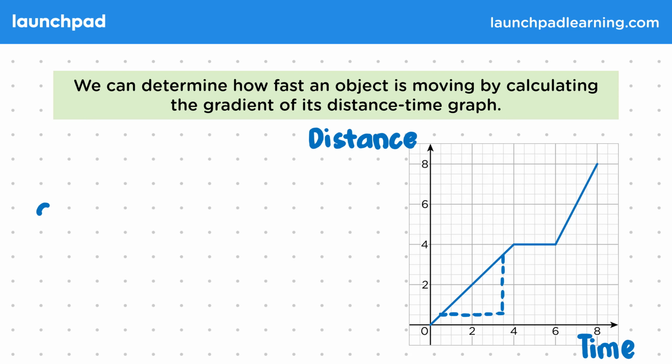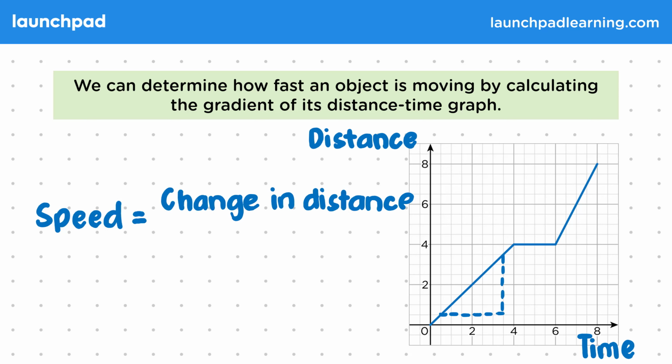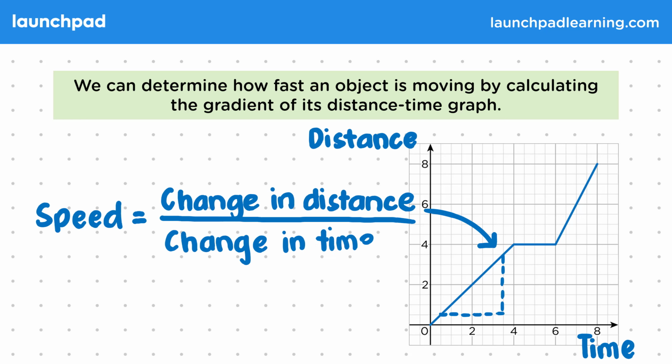Remember that to calculate a speed, we need to take the change in the distance travelled, which is the change in y values on our graph, and divide that by the change in time, which would be the change in x values from our graph. Recall that when we divide the change in y values by the change in x values, we're calculating the gradient of a graph. So this gradient is equal to the speed.